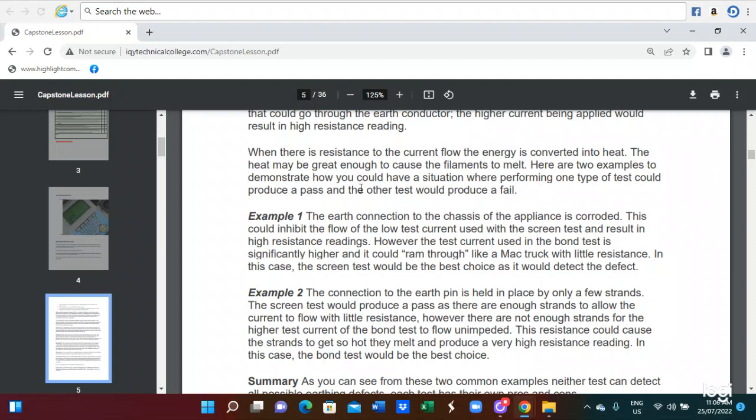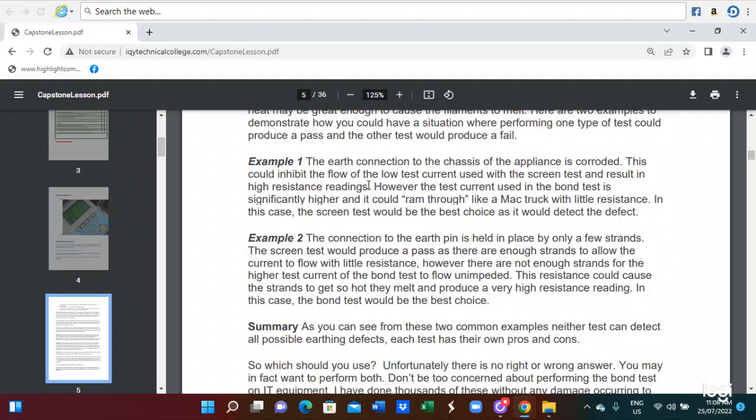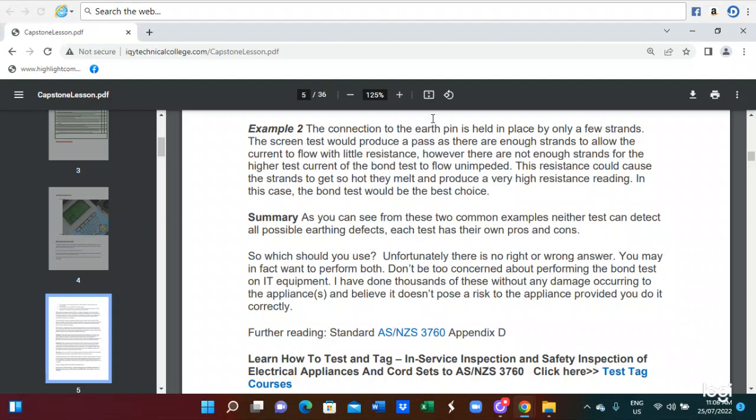This is why you have to measure the resistance. For example, once the earth connection is changed or current is applied, high resistance can happen, and it can also cause heating. The second one is a connection where the earth pin is held in place with only a little strength. The earth pin is too small, so it cannot allow the current to flow through the earth. So earth resistance is very high.